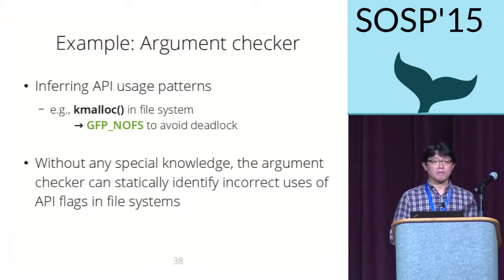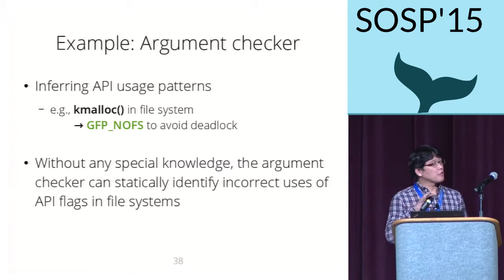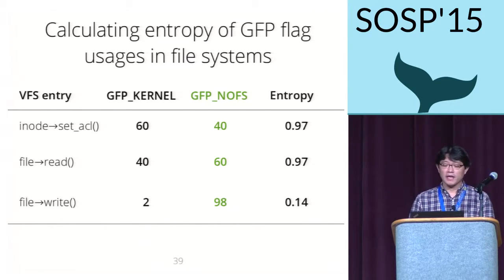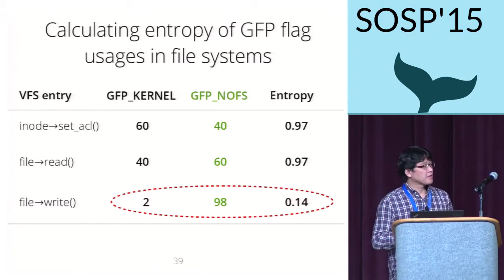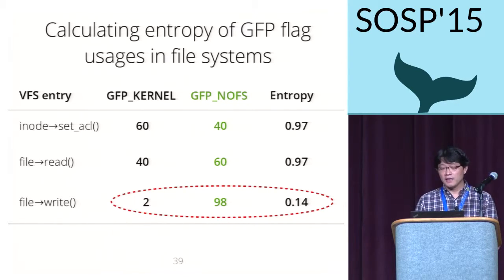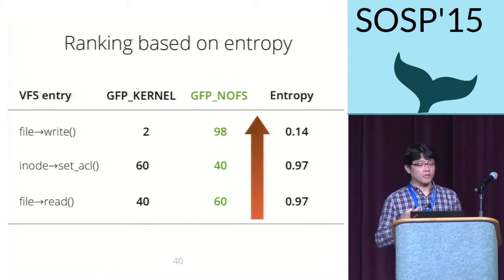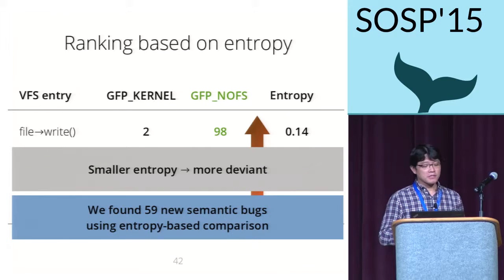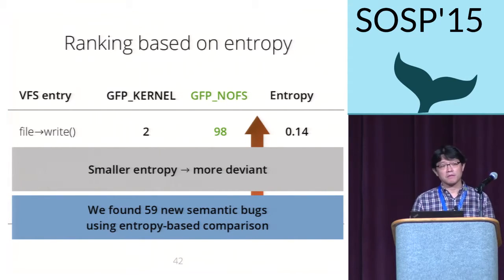Unlike the user space memory allocation API, developers should provide an additional argument which describes how memory allocation requests should be served. Under the subtle context of the file system, developers should use the GFP_NOFS argument to avoid deadlock. Our argument checker first counts the kmalloc flag uses for each VFS entry function and then calculates the entropy. As you can see in this example, there are 2 deviant kmalloc argument uses in the file write operation, so its entropy value is the smallest. Then our argument checker ranks the report based on the entropy. So in this case, smaller entropy means more deviant. Using this entropy-based comparison, we found another 59 new file system semantic bugs.